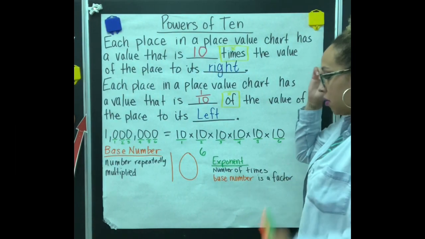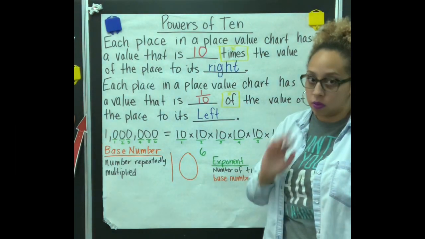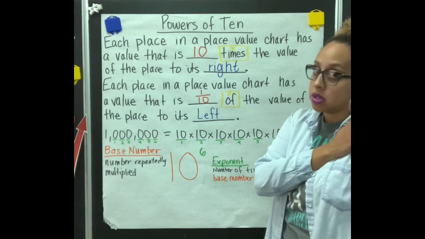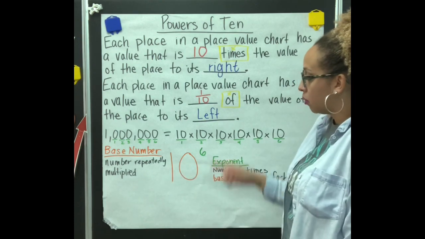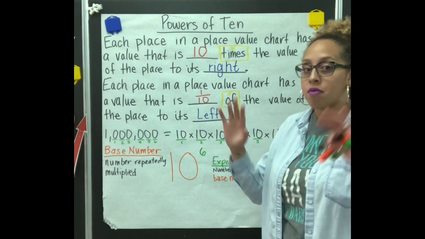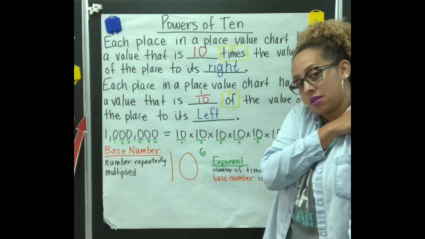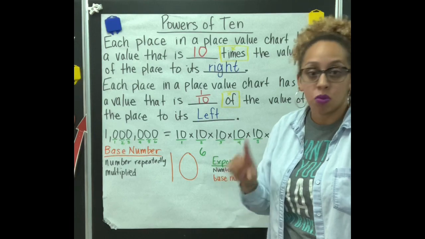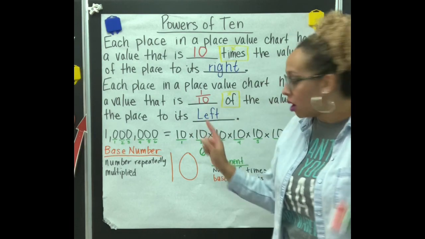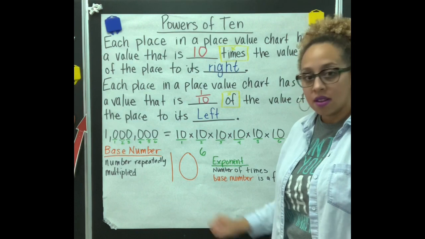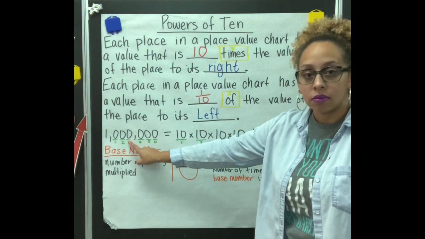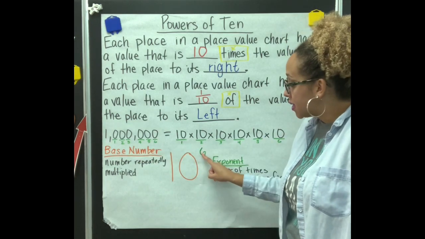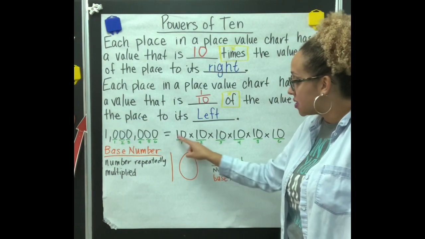So now that we know that and we see a 10, we're only talking about 10. We will see other numbers with them later in the year, but we're only talking about 10. When we see 10 on here, we know that we're multiplying 10 however many times the little exponent says. So if it says 6, we're multiplying it by itself that many times. We are never, ever multiplying 6 times 10. 6 times 10 does not equal a million. So we don't do that. Okay? It has to be 10, 6 times.